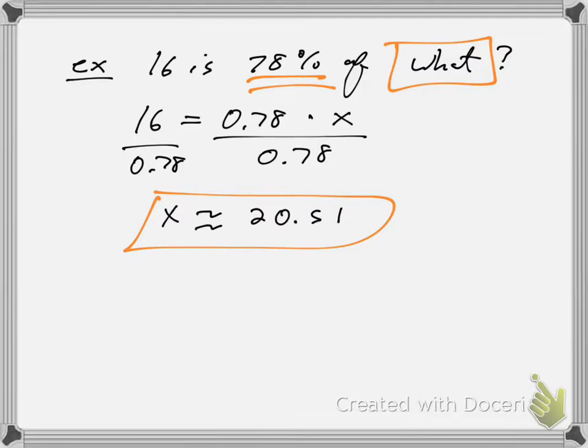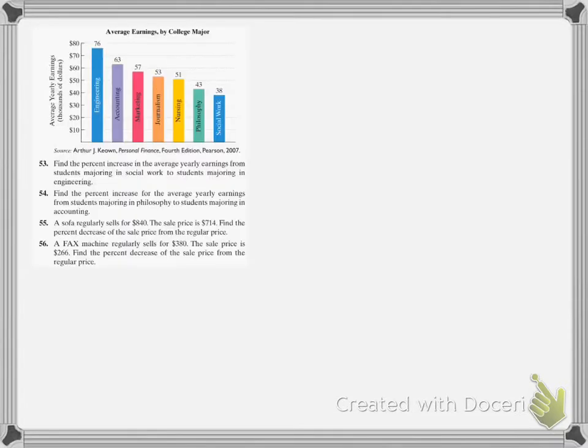Okay, let's try another problem. Okay, here's a problem from the book. We're going to do number 54, just to get used to the percent increase and decrease types of problems. So this is a chart that says the average earning by college major in thousands of dollars. And so you can see social workers don't make a lot. Engineers make about double what a social worker does almost. So look at number 54. Find the percent increase for the average yearly earnings from students majoring in philosophy to students majoring in accounting.